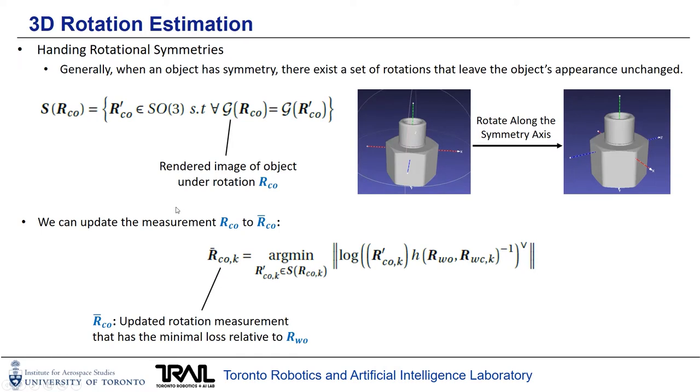So specifically, what we do here is that because we assume we already know this rotation order and the rotation axis, at runtime we explicitly rotate each received rotation measurement so that it reaches the minimum loss to this R_WO. We update this measurement to make sure it has a minimum loss, and then we take this measurement for our optimization. So that's how we handle this rotational symmetry.